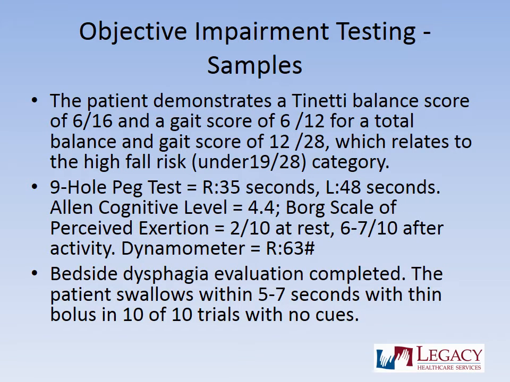Here are examples of objective measures. Remember to provide normative or explanatory information so that the patient's performance can be put into perspective. In the first example, the therapist indicates that the patient's Tinetti score relates to a high fall risk. In the second example, although there is a lot of good objective information, it would be helpful to know that the performance shown on the 9-hole peg test is well below the norm for subjects of any age. Finally, objective measures make goal writing easy.